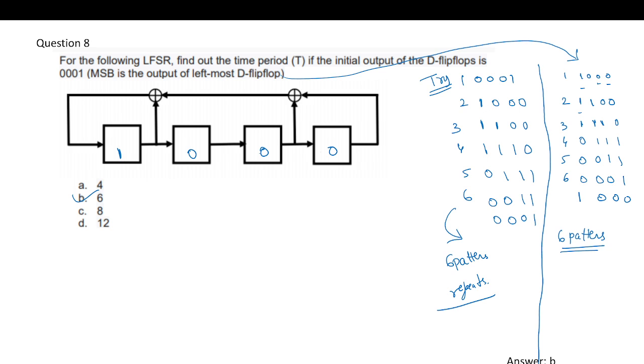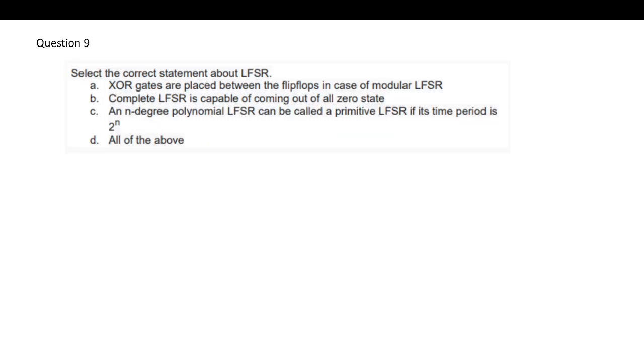Is this question clear? Yes, next question. Select the correct statement about LFSR. If XOR gates are placed between the flip-flops, then it is called a modular LFSR. It is correct. A complete LFSR is capable of coming out of the all-zero state. Yes, option D. An n-degree polynomial LFSR is called primitive if it has time period 2 to the power n minus 1. So it's all of the above.